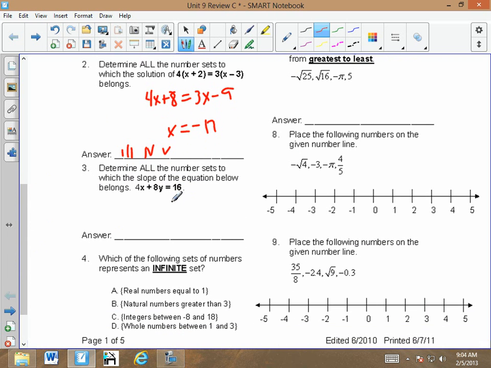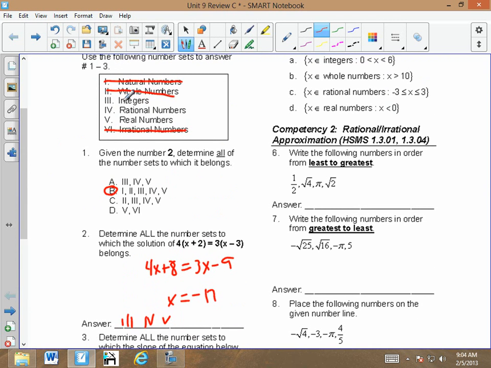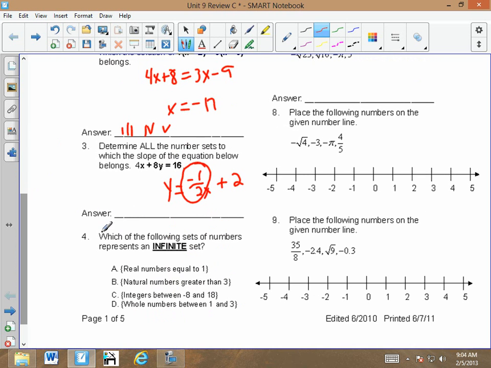Determine all the number sets the slope belongs to, so we have to isolate the y. y equals negative 1/2 x plus 2. We can kind of stop there, but I won't. You bring your 4 over, it becomes negative. That's why it's negative 1/2. So my slope is negative 1/2. Negative 1/2 is not an integer because it is a fraction. It's real and rational, so it's 4 and 5.